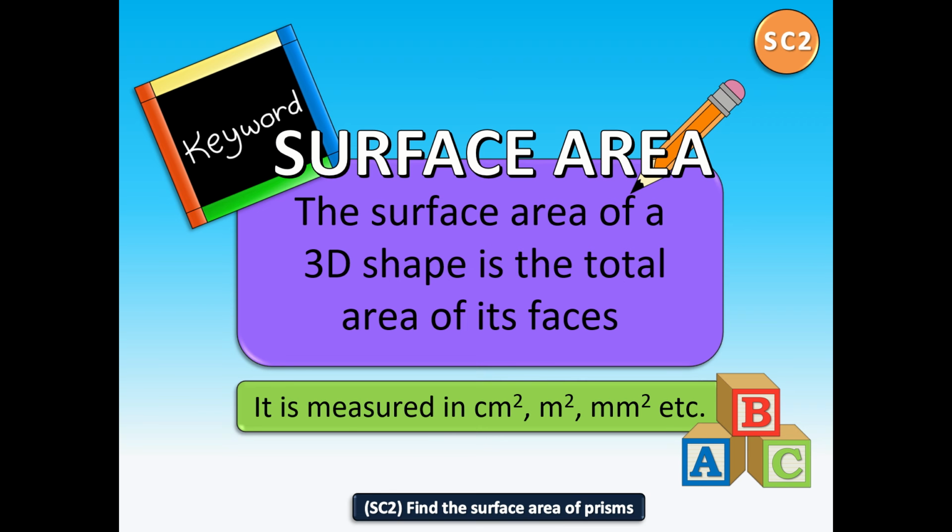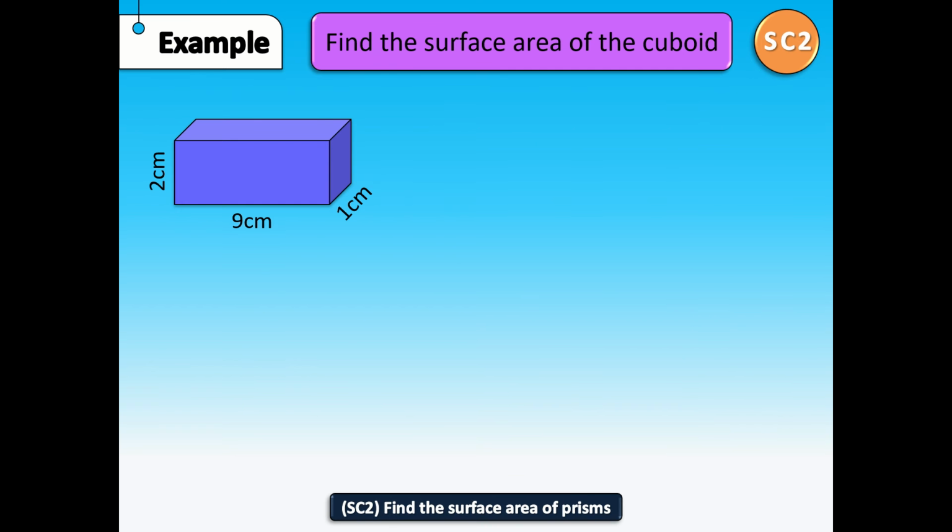So surface area is the total area of all the faces of a 3D shape, and it's measured in centimeters squared, meters squared, or millimeters squared. So to find the surface area of this cuboid, we've got to find the area of each of its faces.